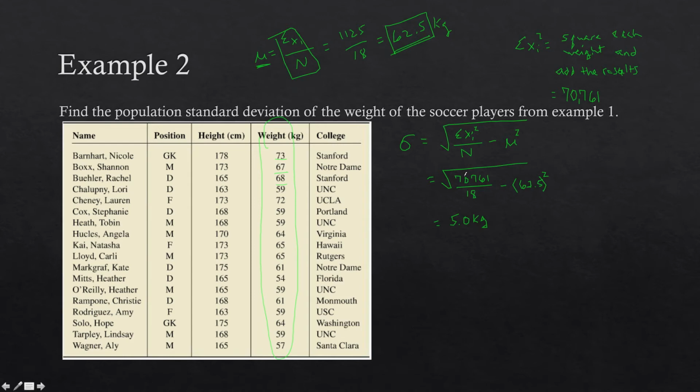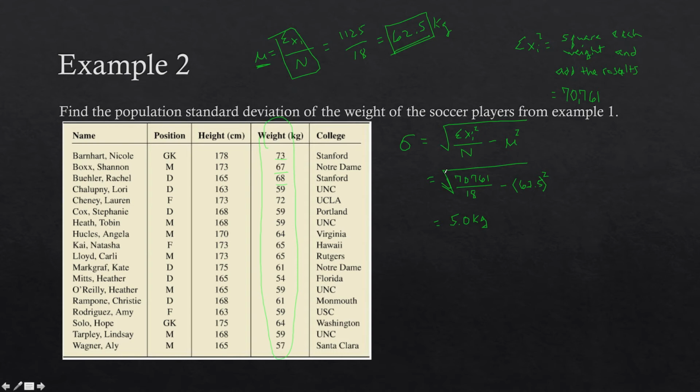So I would do the division first and get an answer, and then do my 62.5 squared, get an answer, subtract them, and then take the square root. I'm kind of skipping a few steps. I'm expecting you to be growing with this, okay? This is just plugging it into a calculator. So be careful, make sure you're not making any careless mistakes as you plug these into the calculator. Okay, 70,761 divided by 18, get an answer. 62.5 squared, get an answer. Subtract those two, and then take the square root. I hope that makes sense. That's how I got the 5 kilograms.